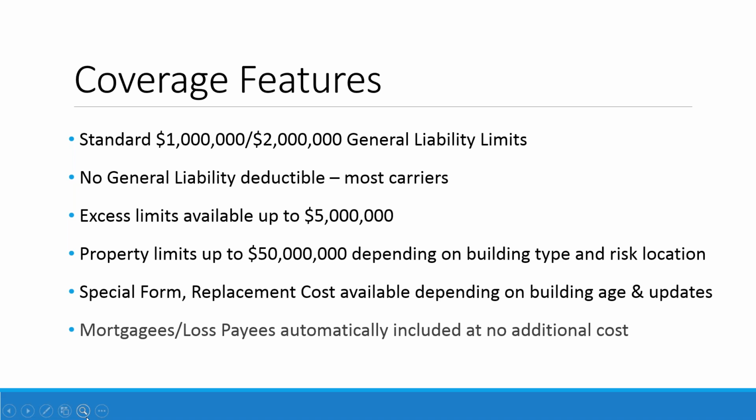And then for property limits, I would say we do best with things that are up to $50 million. Again, this is going to depend on the construction type of the building, whether it's sprinklered or not, and where it's located. We can consider ones with higher limits. It's definitely something we can discuss on an individual basis to see if we would have an option for it. But I would say up to $50 million is probably where we're best at. Going over that sometimes gets a little tough.